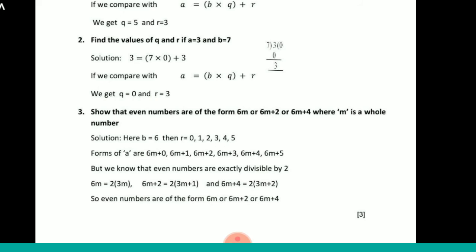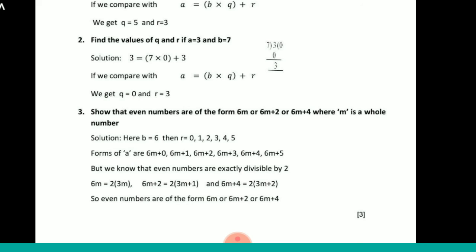Generally in this textbook, in each and every sum they take a general integer, a. Now the forms here are 6m plus 0, 6m plus 2, 6m plus 3, 6m plus 4, 6m plus 5. How do we write all these forms using the division algorithm? What is that? a is equal to bq plus r.